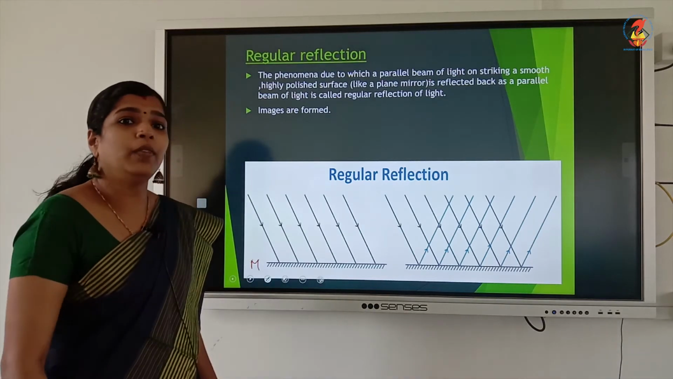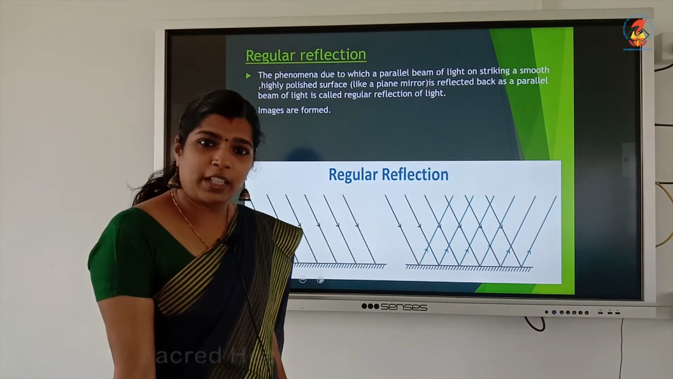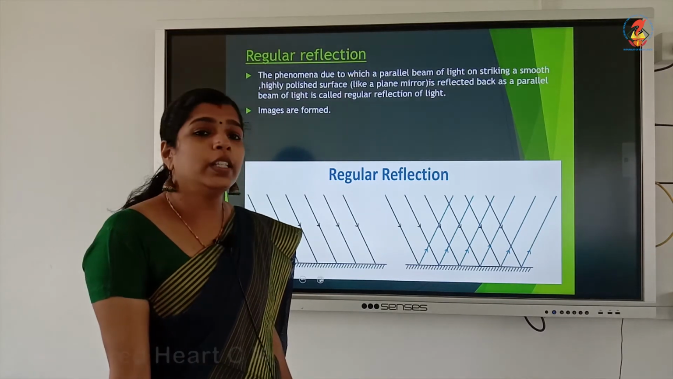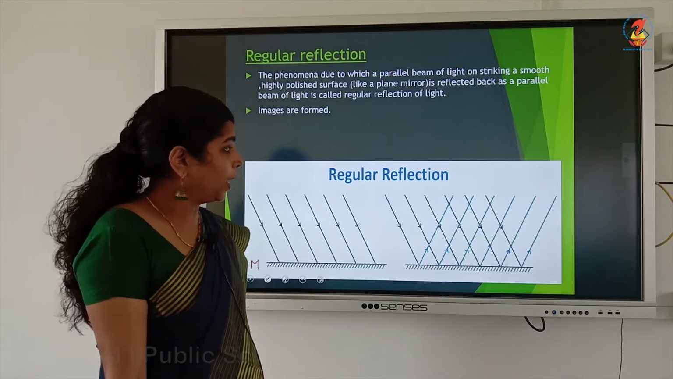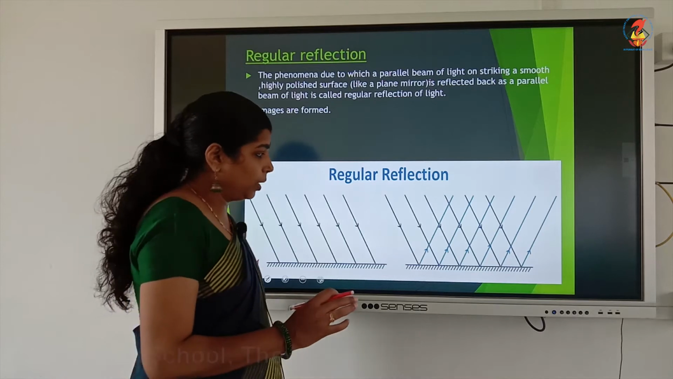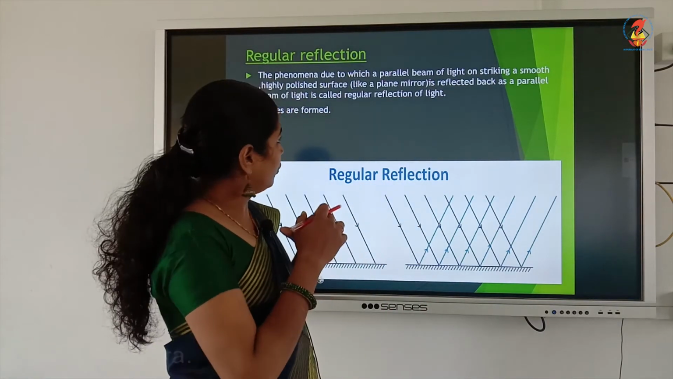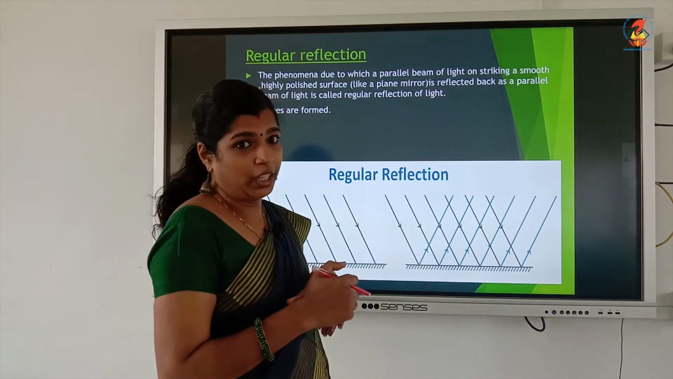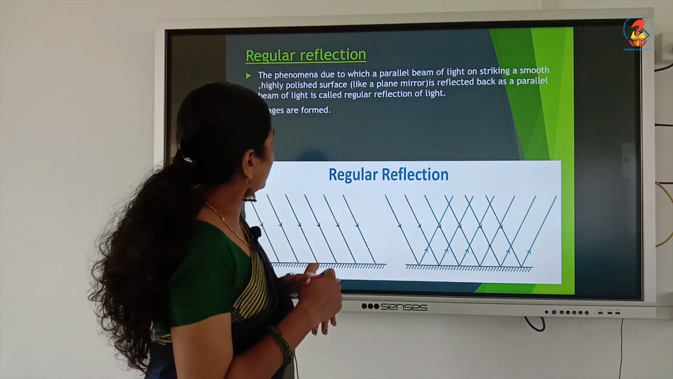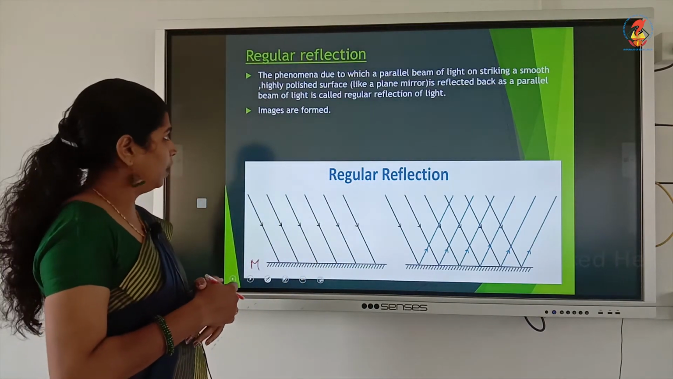So, what will happen when these rays are incident on this mirror? It will be reflected back. The reflected rays are also parallel. Incident rays are parallel. When they are incident on the mirror surface, they will be reflected back, and the reflected rays are also parallel to each other. That type of reflection is known as regular reflection of light.